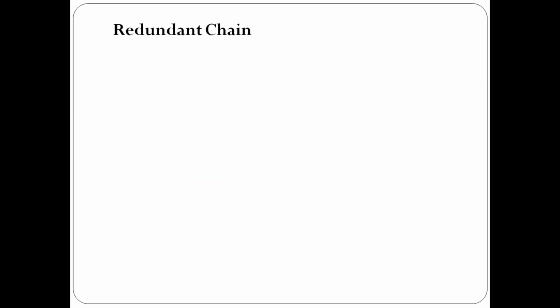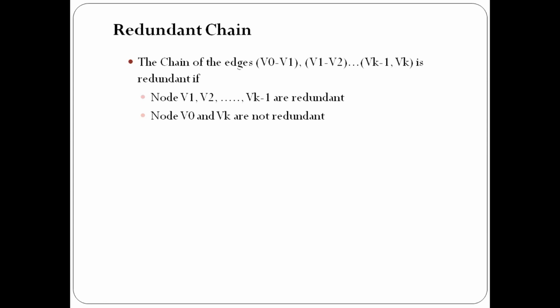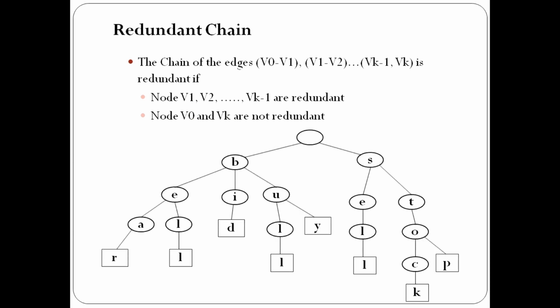Now let's check the redundant chain. A chain of the edges V0, V1, V2 and so on is said to be redundant if nodes V1, V2 and so on up to Vk-1 are redundant, and nodes V0 and Vk are not redundant. It means that if we consider any particular chain in a trie, then the starting node and the ending node should not be redundant, and all the remaining nodes between them must be redundant nodes. Consider the given example.